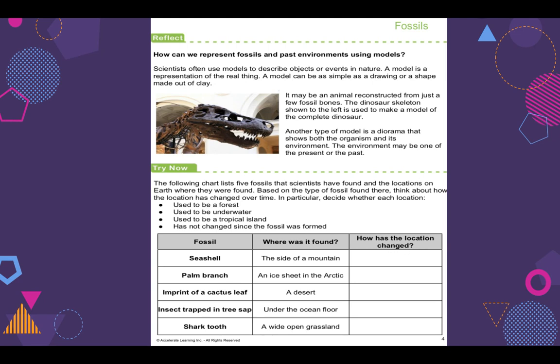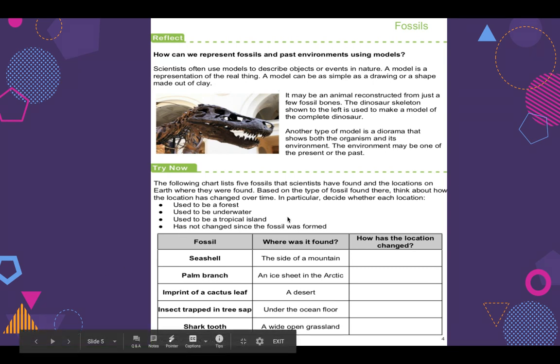The dinosaur skeleton shown on the left is used to make a model of the complete dinosaur. Another type of model is a diorama that shows both the organism and its environment. The environment may be one of the present or the past. So now you're going to try.